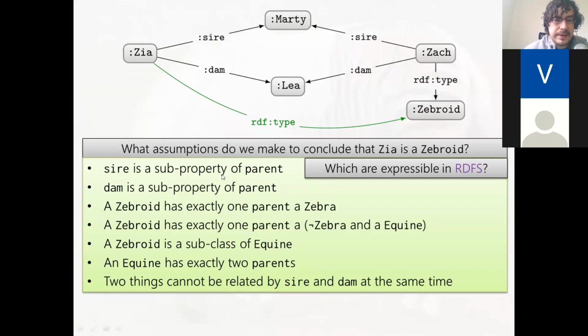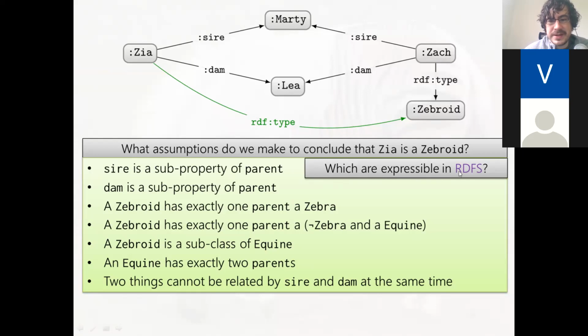If we were to define these sorts of things here, we could actually automatically infer from this data that Zia is of type Zebroid. So it's an example we'll return to later. The interesting thing is that we can infer this without ever knowing which of the two is a zebra. We'll never know if Marty is a zebra or if Leia is a zebra. But we can still come to this conclusion. So this is an example of more expressive forms of reasoning.